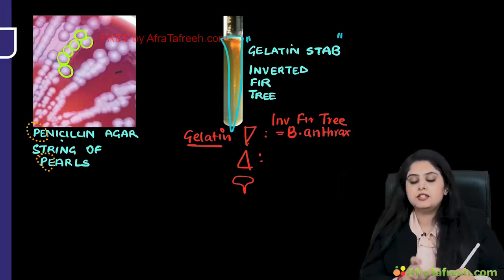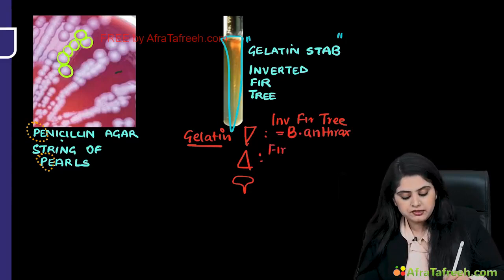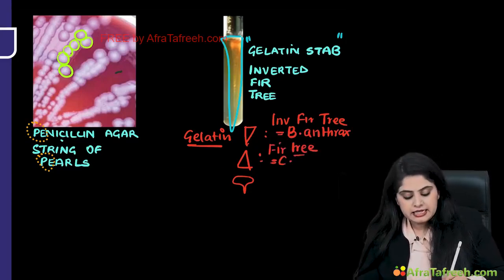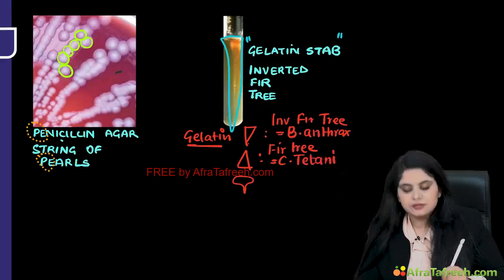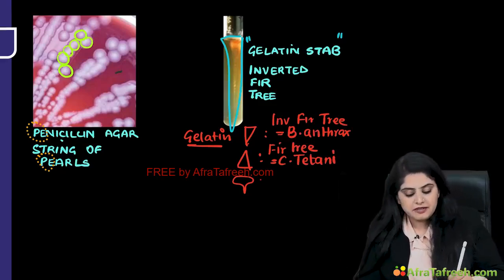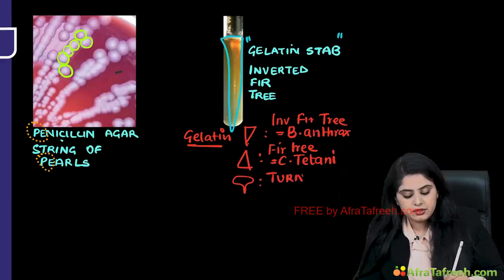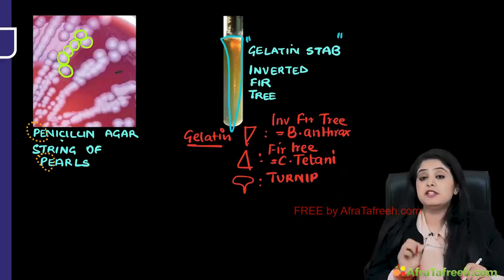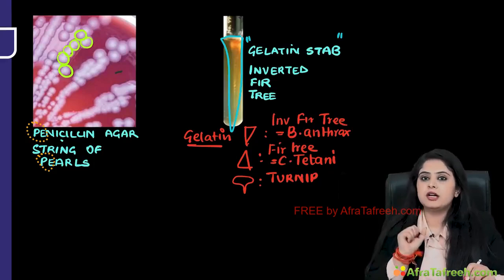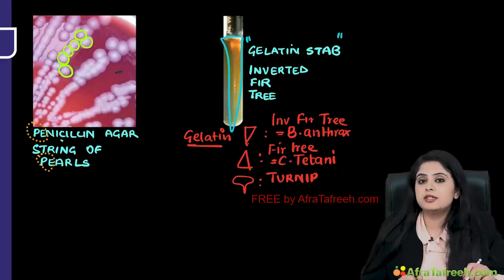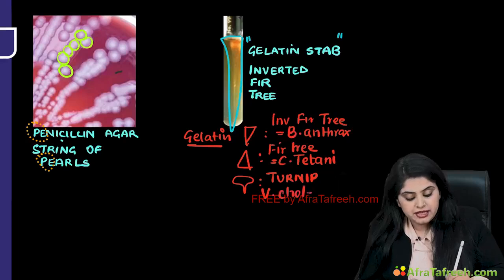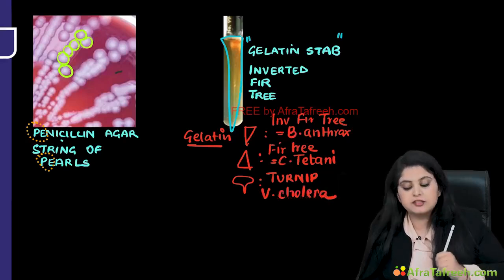If they make it a straight tree, if they say no, this is looking like a simple fir tree, you will say tree for T, that is tetani. That is seen in Clostridium tetani. So remember, straight tree is seen in tree tetani. Okay. And finally, if they say it's looking like a turnip, okay, turnip is like a vegetable. So vegetable I will want to combine with rice. Rice and vegetable combination, which is the organism that shows you rice water stools, Vibrio cholerae. These are the 3 gelatin appearances that you can see.